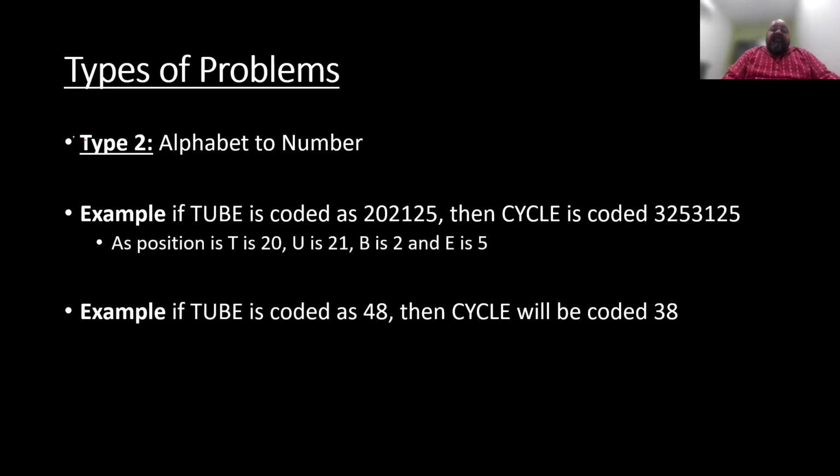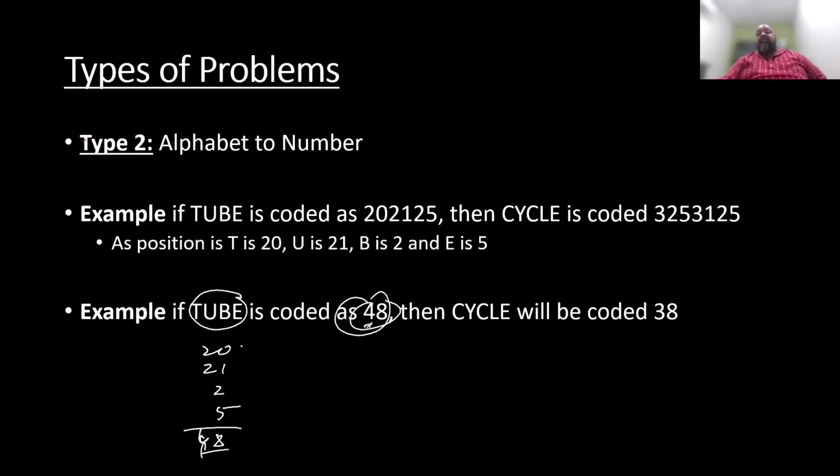There could also be a case where the number of digits is less than the number of alphabets. 4 alphabets, 2 digits. What happens here, or what could happen here? Some sort of mathematical operation or a different sort of counting would have been done. One of the most common rules is, again, if I look at 48, there is no clear property of 48, and therefore what I can do is look at the values of each letter. T was 20, U was 21, B was 2, E was 5, and simply add: 5, 6, 7, 8. The sum of digits is 48, which is the code. Hence, I can get the code for cycle as well.